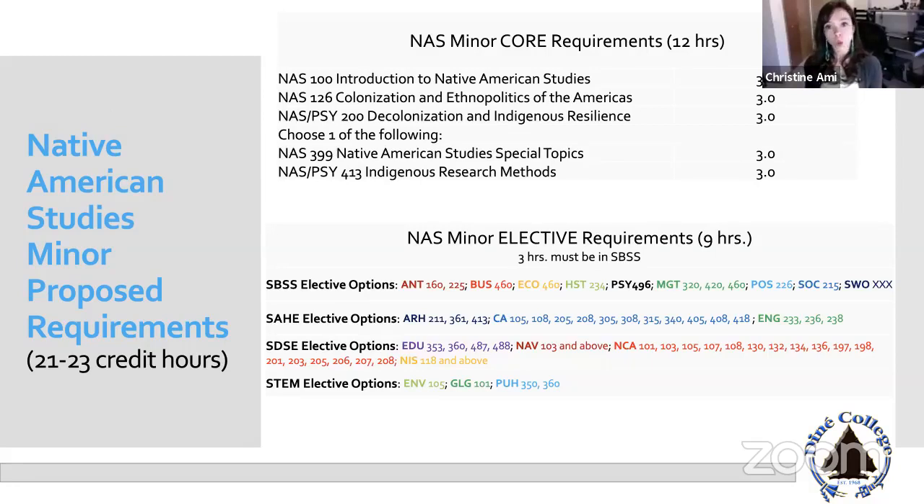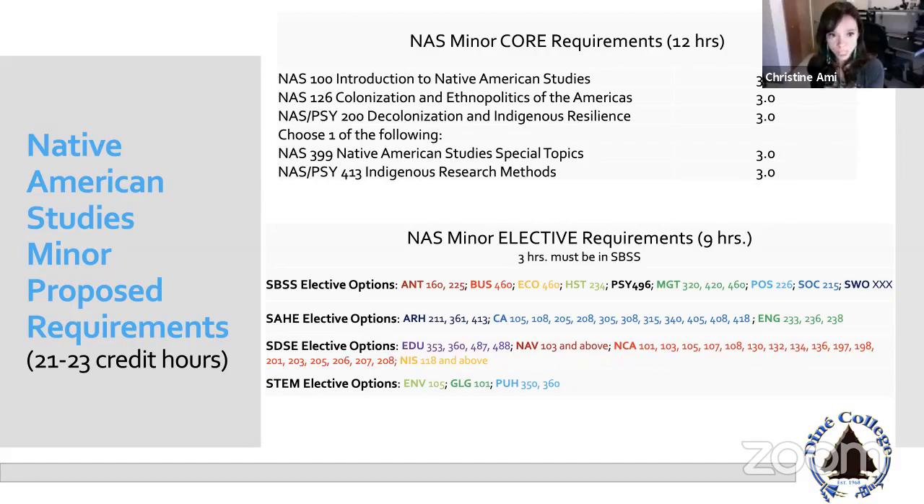So as of right now, we're looking for the development of the NAS prefix, as you can see right here. One of the classes that is currently in development is our Introduction to Native American Studies, which is a broad interdisciplinary look and understanding of various topics. So taking a look at language, education, Native sciences, anthropology and culture and politics. And so it's very much a general introductory class to what Native American Studies is.